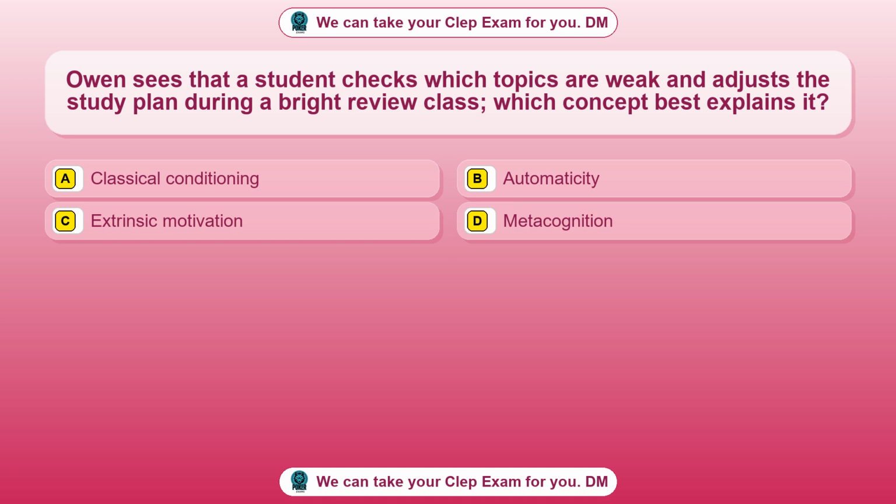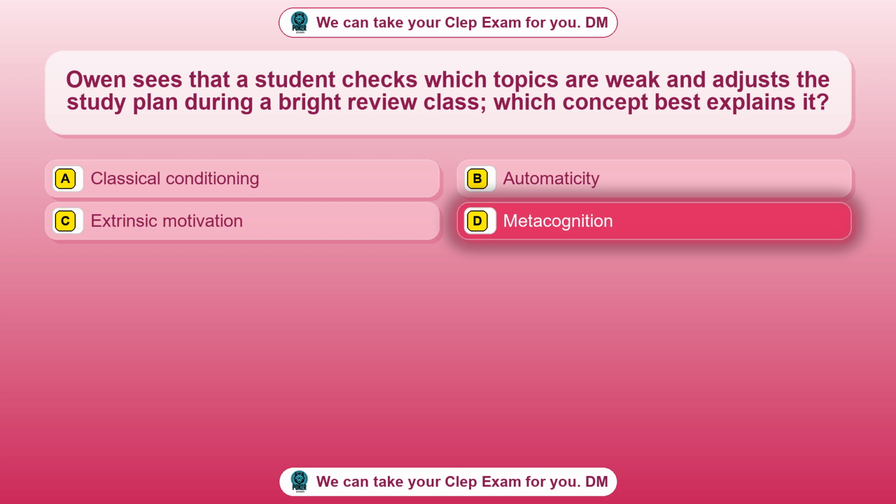Question 41. Owen sees that a student checks which topics are weak and adjusts the study plan during a review class. Which concept best explains it? Option A, classical conditioning. Option B, automaticity. Option C, extrinsic motivation. Option D, metacognition. The correct answer is option D.